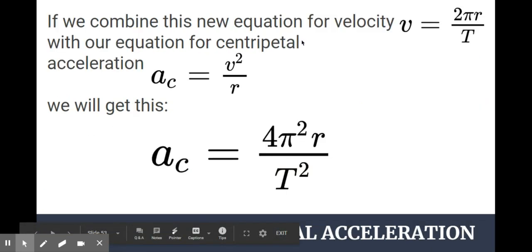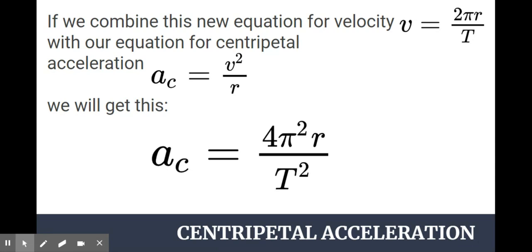All right. So if we combine this equation with our equation for centripetal acceleration, then we get this right here. You simply take 2 pi r divided by T and input it in place of our v. So you have to square everything right here. Once you do that, this is what you get. Okay? All right.